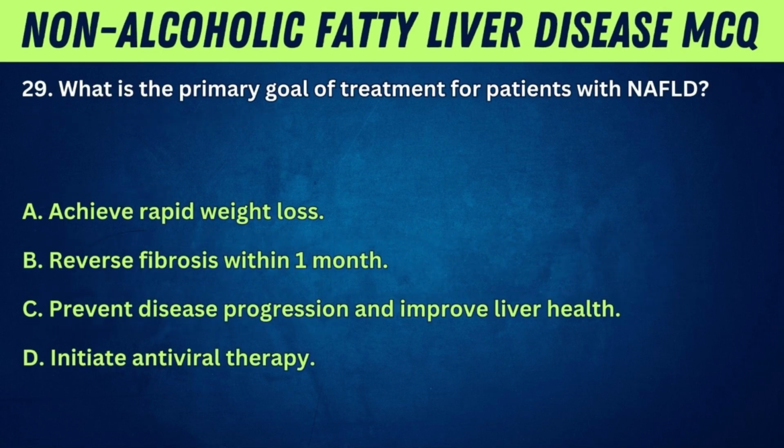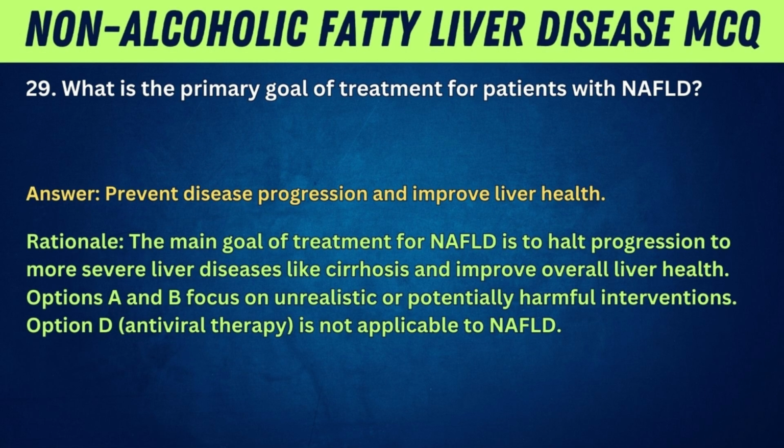29. What is the primary goal of treatment for patients with NAFLD? A. Achieve rapid weight loss. B. Reverse fibrosis within 1 month. C. Prevent disease progression and improve liver health. D. Initiate antiviral therapy. Answer: prevent disease progression and improve liver health.